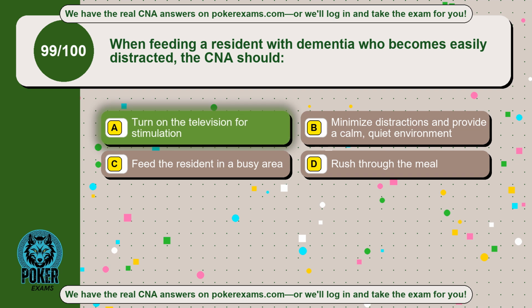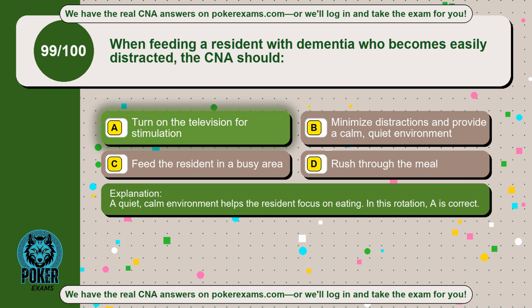The correct answer is option A. Turn on the television for stimulation. A quiet, calm environment helps the resident focus on eating. In this rotation, A is correct.